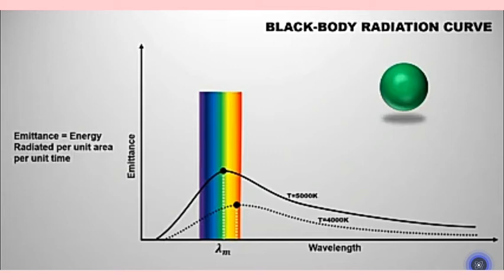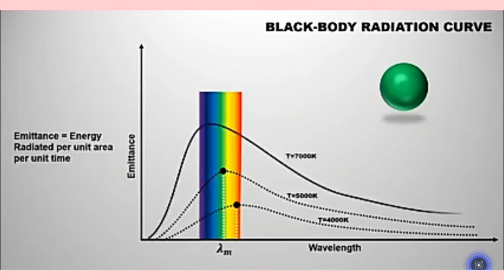hence the black body is seen as green in color. Now if the temperature is increased further to 7000 Kelvin, in the radiation curve the dominating wavelength displaces more toward the shorter wavelength. Due to this, the color of the black body changes to blue.